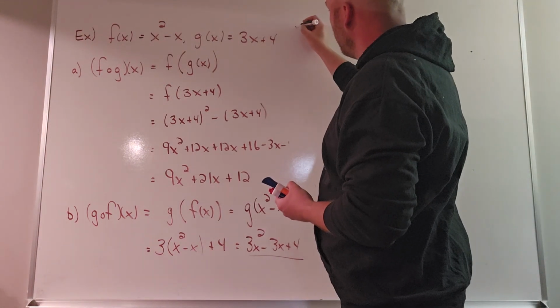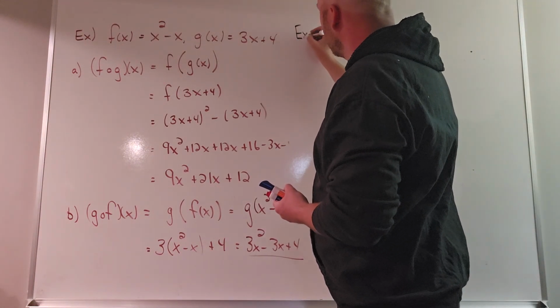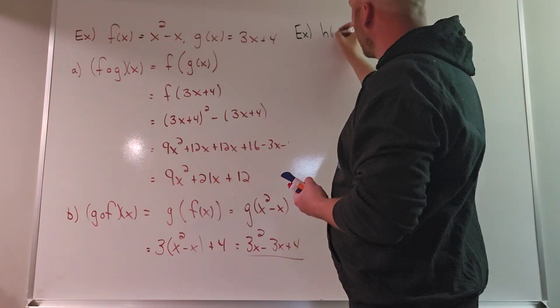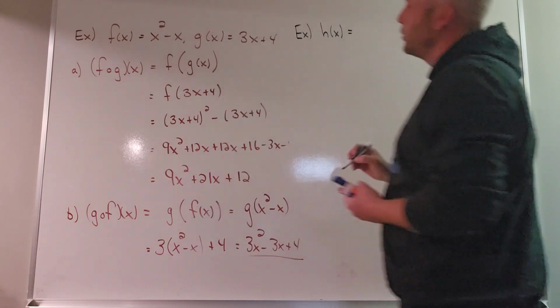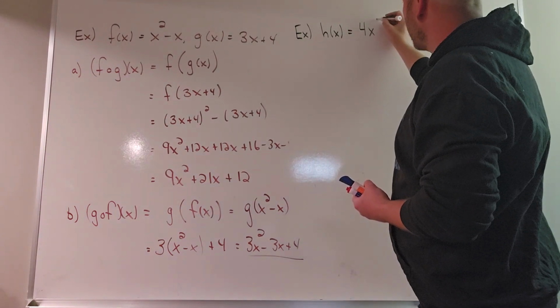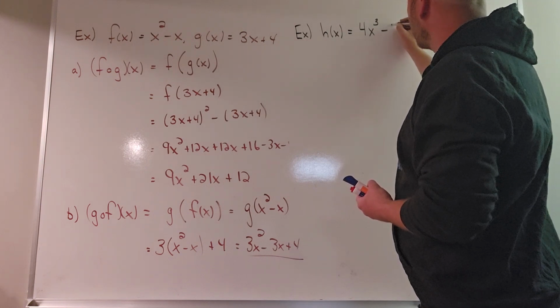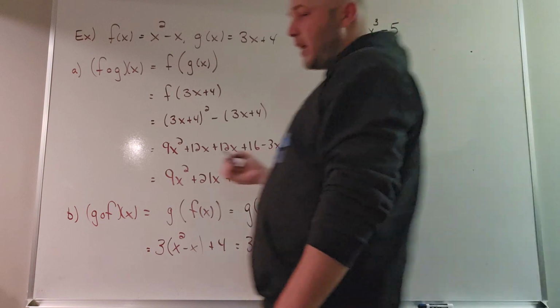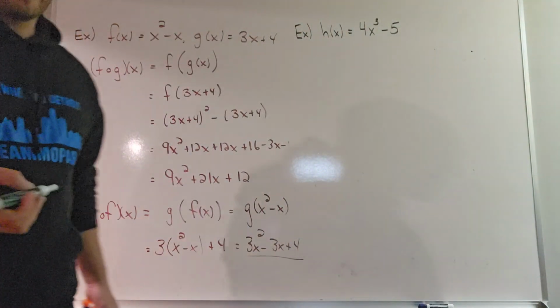So here's the setup. Suppose I give you the following function. h of x is equal to 4x to the third minus 5. Okay, so I've got this function. h of x is 4x to the third minus 5.